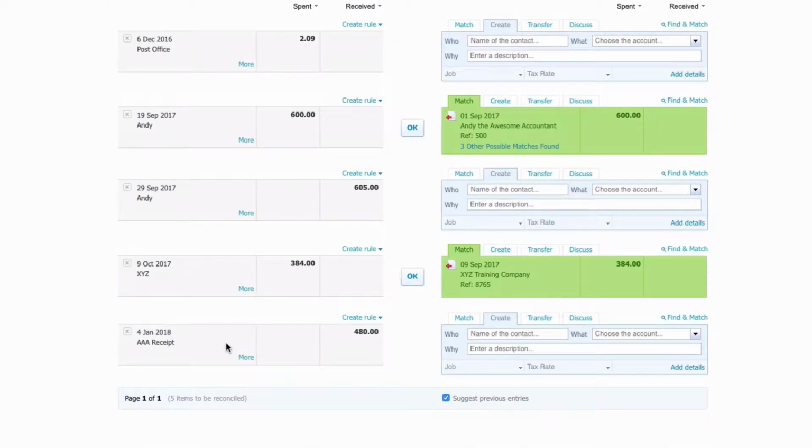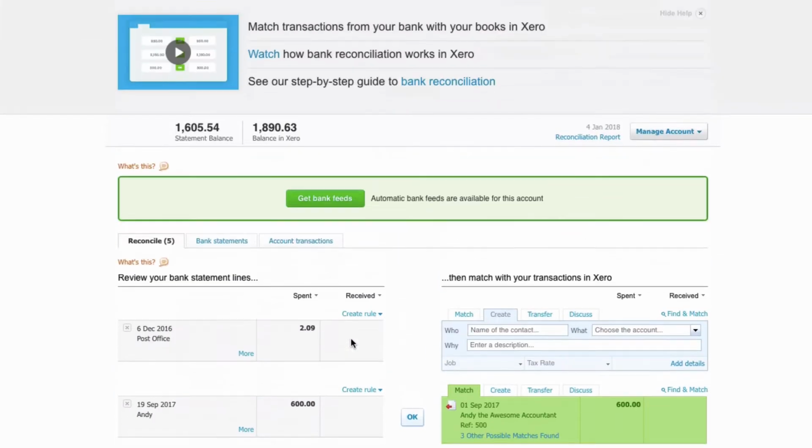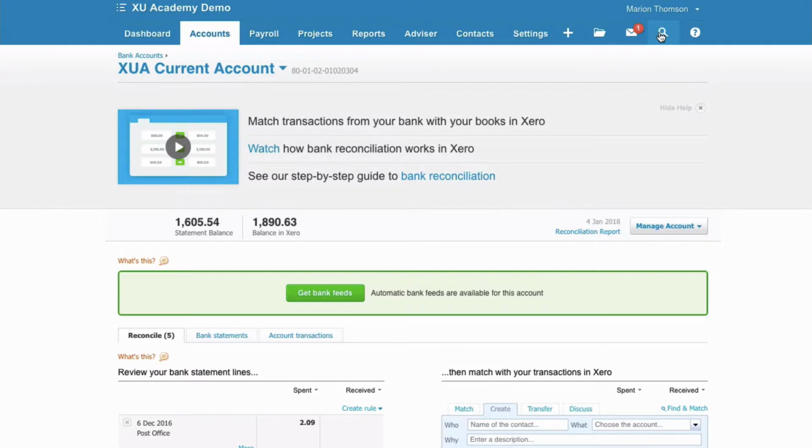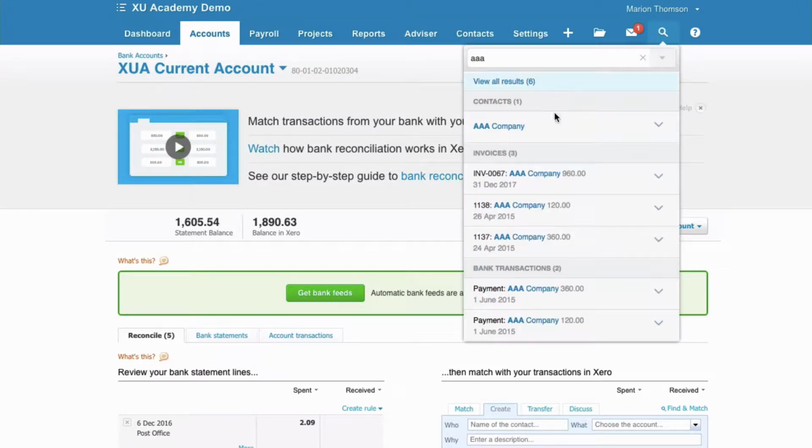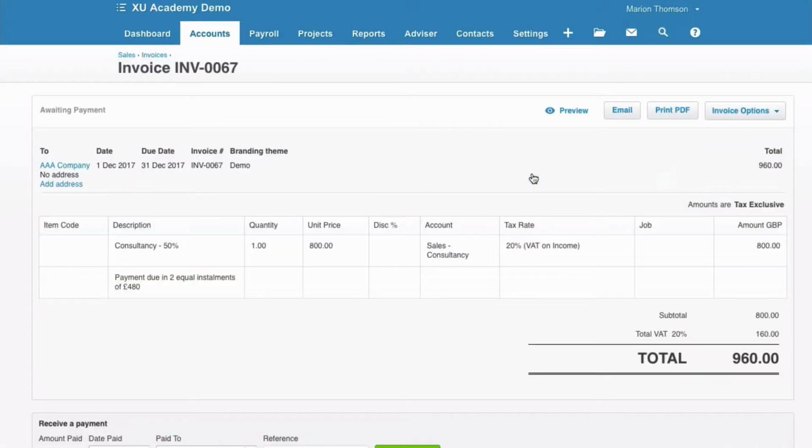And we're looking at our friend AAA and a receipt of £480. Now this time, this £480 is only part payment of an invoice. Let's have a quick look at the invoice, and we'll do that by going to the search box. And I'm going to select invoice 67.